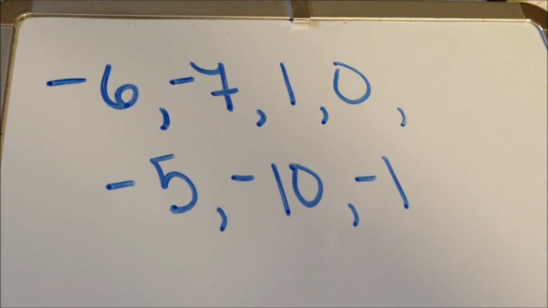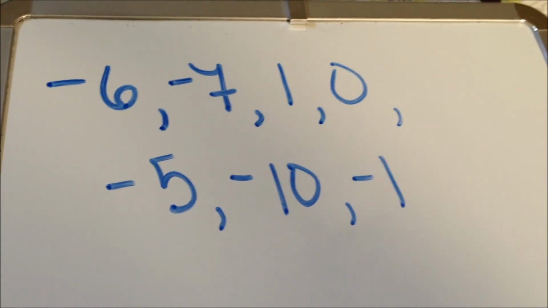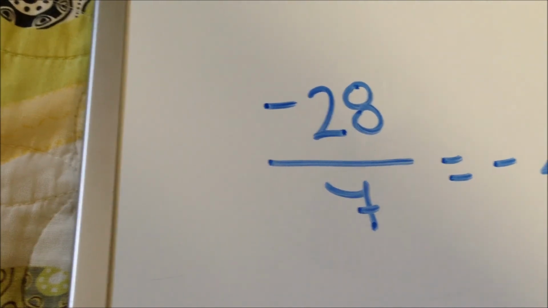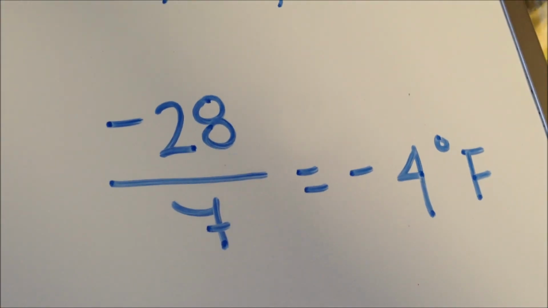Take that -28, which is the sum, and divide by how many there are. There are 7 temperatures. So we have -28 divided by 7, so our result is -4 degrees Fahrenheit.